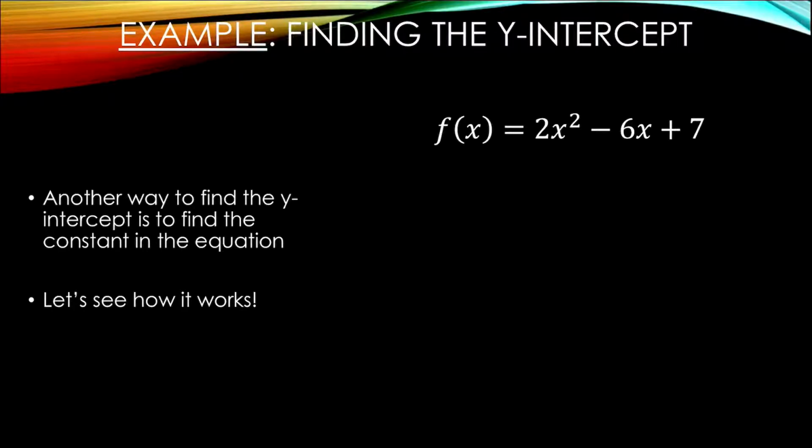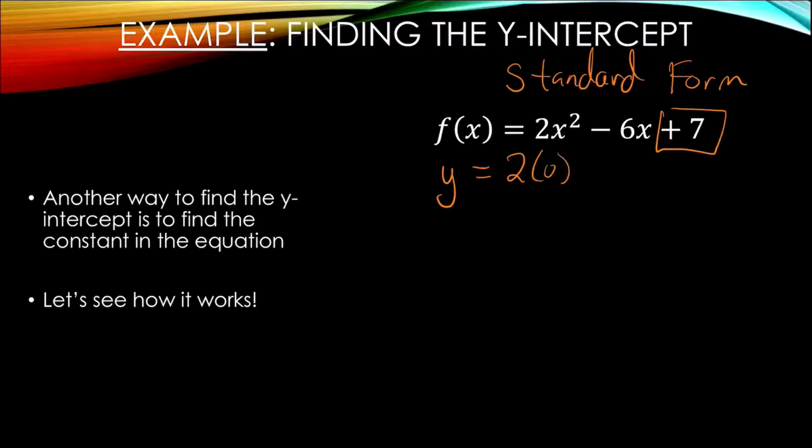So finding the y-intercept. Another way to find the y-intercept is to find the constant in the equation. So notice right here, we're in standard form. This is the big thing that standard form helps us do: it helps us identify that y-intercept. Okay? So let's see. We can see this constant right here. Let's see what happens if I plug in 0 for my x value. So I get y equals 2 times 0 squared minus 6 times 0 plus 7.